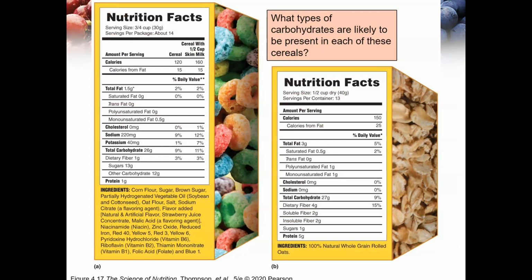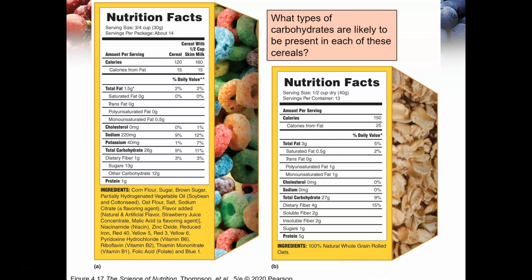So if we look at this example from our textbook, we have something that looks like Fruit Loops and something that looks like oats right here. Both of them have the same carbohydrate, but total carbohydrate here is 26 grams and here is about 27. So you'd think, oh, these are both adequate sources of carbohydrate. But this source has only 1 gram of fiber, and this one has 4. This has a lot of refined carbohydrates, where this natural whole grain oats is packaged with fiber.